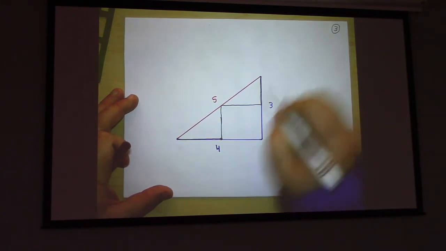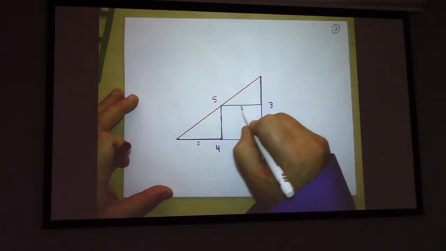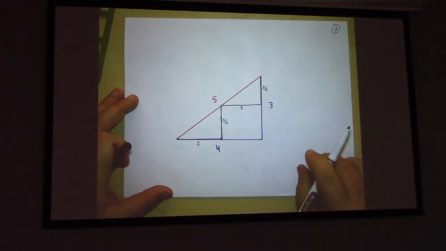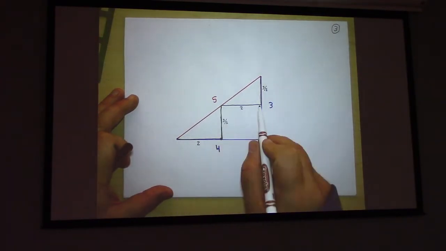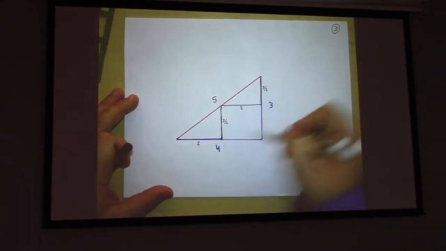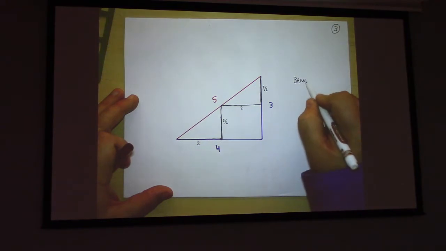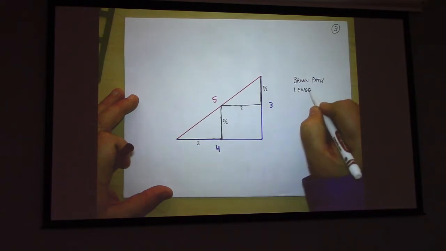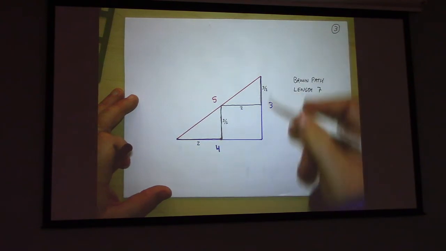How long is this brown path? You got 2, you got 2, you got 3 over 2, you got 3 over 2, right? So what's the length of the brown path? Well, it's not equal to 5, is it? It's 2 plus 2 is 4. And the brown path has length 7, right? Do you agree? Because we go a net of 4 over and we go a net of 3 up, right?